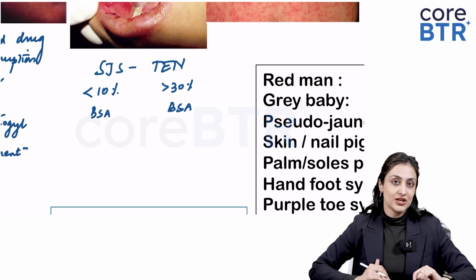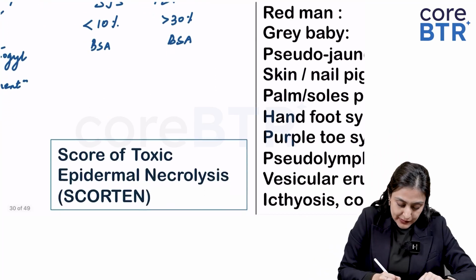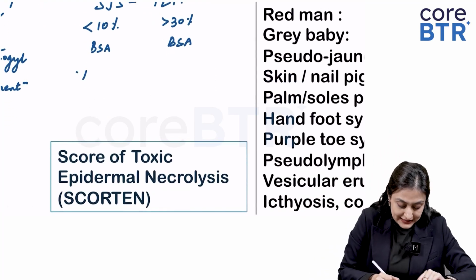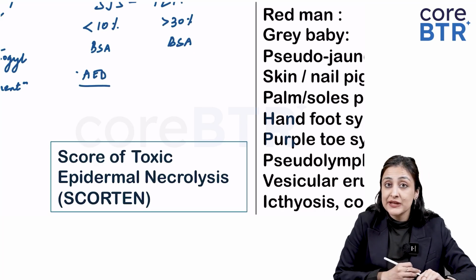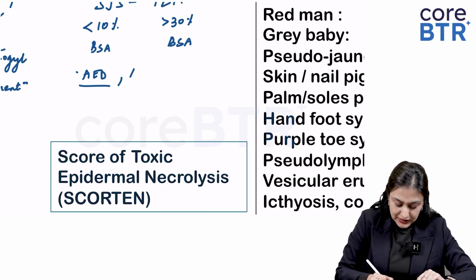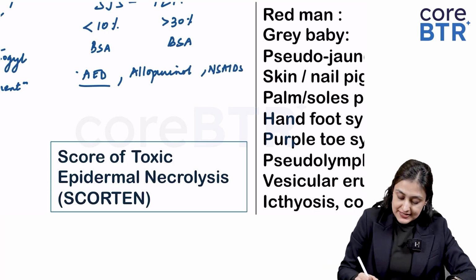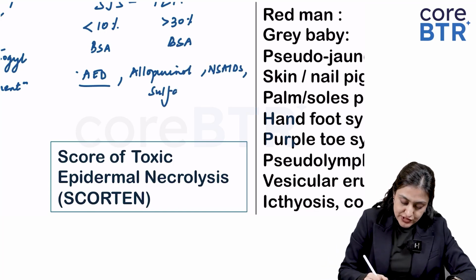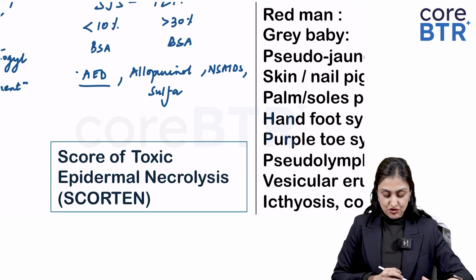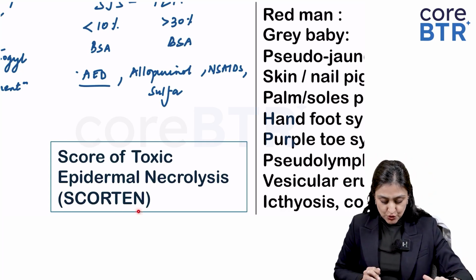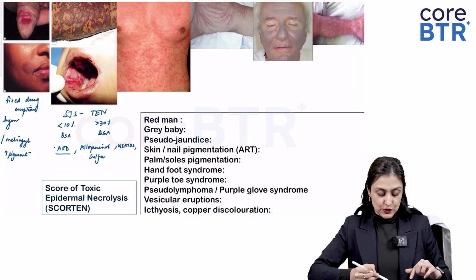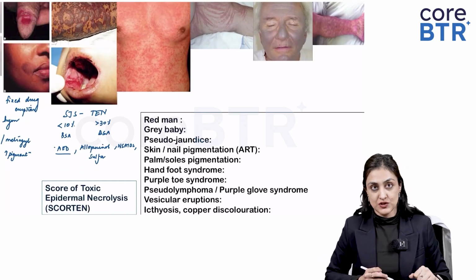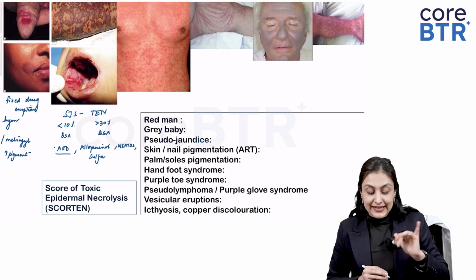So that's SJS 10, frequently reported with anti-epileptic drugs like lamotrigine, carbamazepine, right? So that's where it's reported. Also been reported with allopurinol, NSAIDs and sulfa drugs, right? But the most important group being anti-epileptic drugs, and there is the score also, score 10. It's there in the name itself. It's a score of 10, right? So this is a severity score, prognostic score. So this is SJS 10.